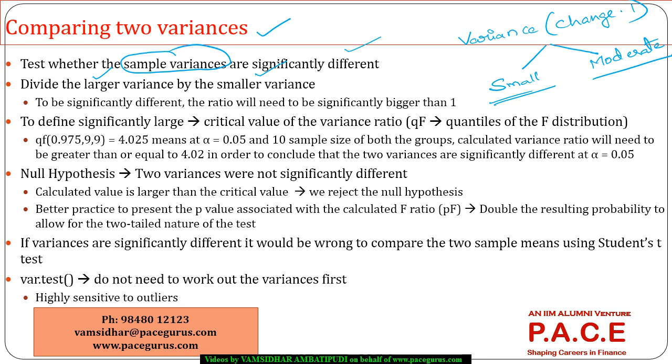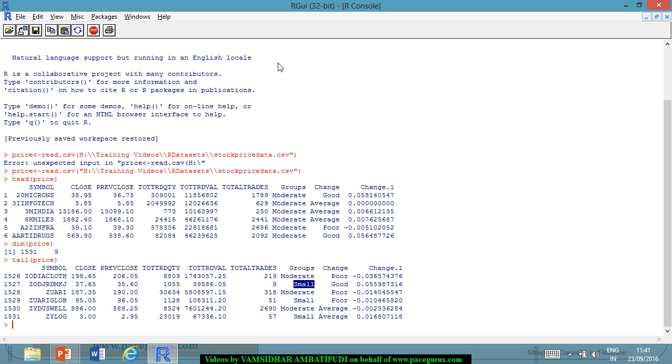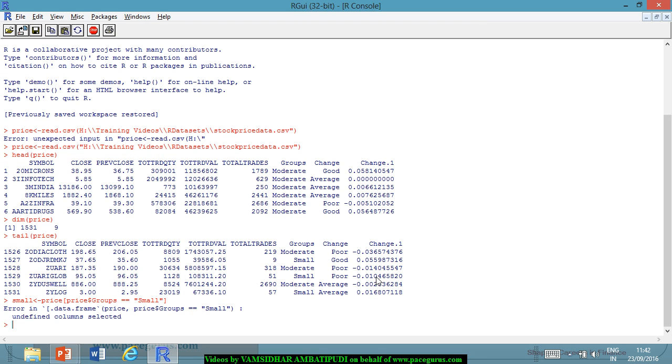If I have to go with a theoretical kind of an approach, I have to find the larger variance versus the smaller variance. So I'll take the variance of price dollar change dot one, if I'm taking it for the entire data. Or probably it's better that I take, let's take the price. First, let's take the data into a separate variable altogether. I'll take a variable called small, where I'm taking a subset of price, wherein I'm saying price dollar groups is equal to small. So wherever the price dollar groups is small, that would become my subset. So the small is a subset.